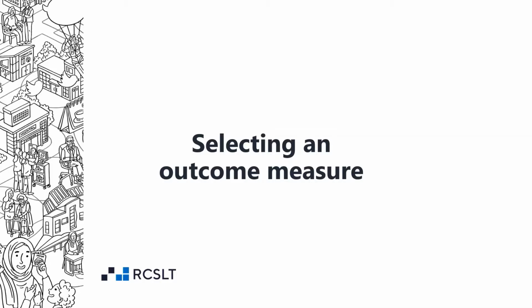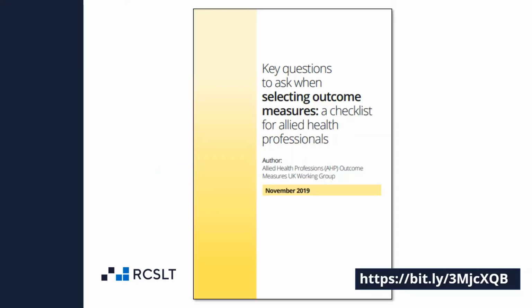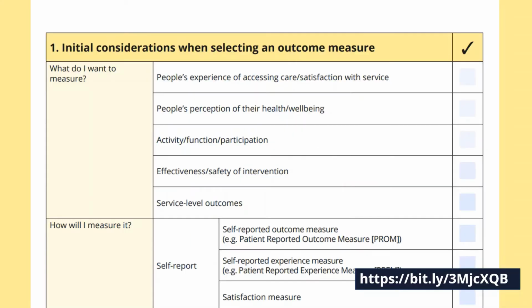One of the chapters of the RCSLT guidance is about selecting an outcome measure. The key resource that we highlight here is the checklist developed by the Allied Health Professions Outcome Measures UK Working Group. The checklist takes you through a series of questions to guide your thinking and decision making. It prompts you to consider a range of different properties and factors, including the psychometric properties of the outcome measure, such as validity and reliability, and practical considerations, such as the feasibility of using it routinely in clinical practice.